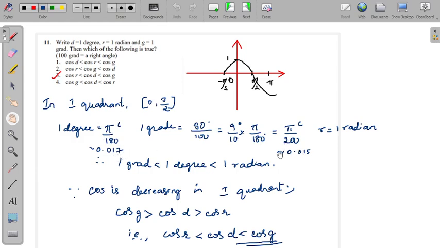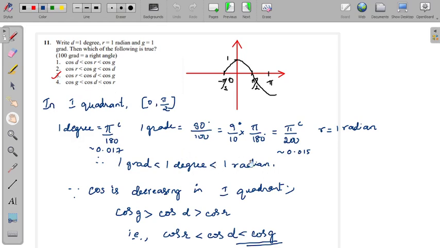This comes out to be 0.015 radian, by putting the value of pi as 22 by 7 and r equal to 1 radian. So this is 0.015 radian. This is 0.017 radian. The smallest is the grade. 1 grade is less than 1 degree, which is less than 1 radian.